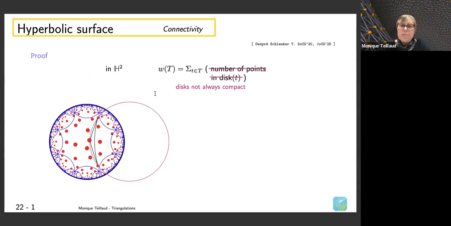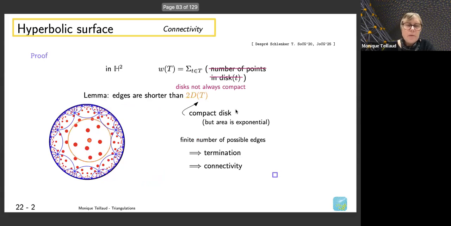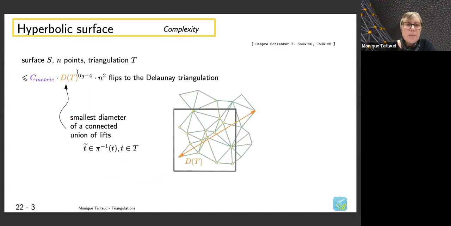For the hyperbolic case, you a priori cannot do the same because disks, as I said, are not always compact, so this weight would be infinite. But we can prove a lemma that says that the edges are shorter than some constant depending on the triangulation. So you have actually something that is compact, and then you can do the same. And so the flip graph is connected. So this term is the diameter of the triangulation. So it's the smallest diameter of a lift, of the fundamental domain that you get by lifting the triangulation. So you have many ways to lift the triangulation. So the smallest diameter gives you the factor here.